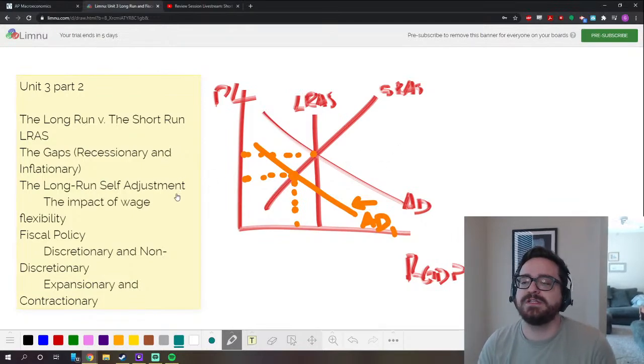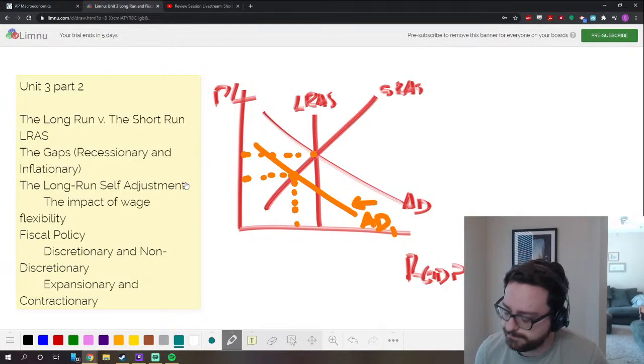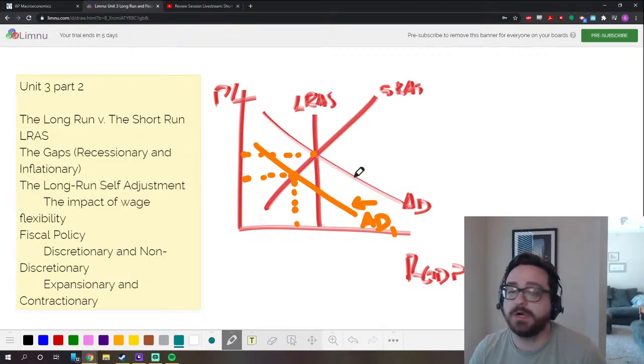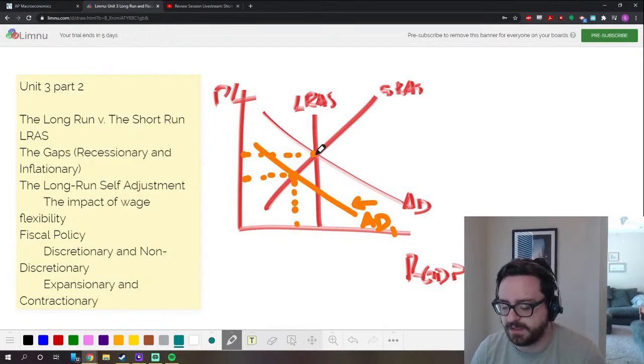It's called the long run self-adjustment. So I mentioned that wages and prices are fully flexible. So the idea is this: given enough time, the economy will self-correct. Eventually, we are going to get back to a spot where all three of my lines intersect like they did up here. It doesn't have to be back here exactly, but I've got to get back to a spot where all three intersect. So when I hear what happens in the long run, I've got to be thinking, okay, in the long run, it's got to get back to equilibrium.